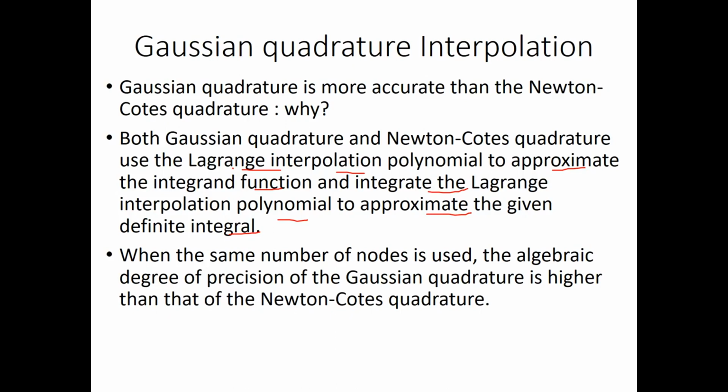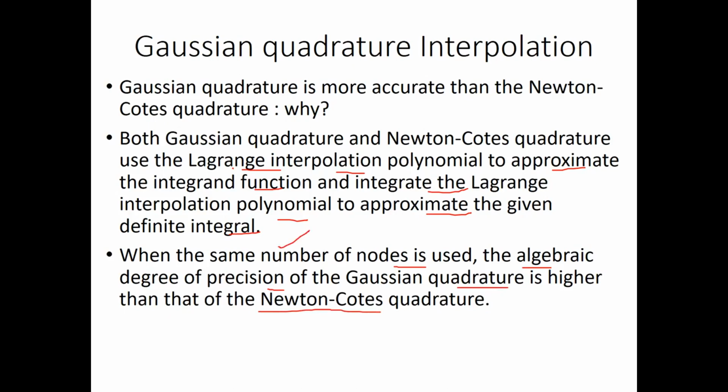points on x-axis, that is x_i, and function is y_i, corresponding values of the function. We call them points or nodes. So if same numbers we take for both the methods, the algebraic degree of precision of Gaussian quadrature is higher than that of the Newton-Cotes quadrature.